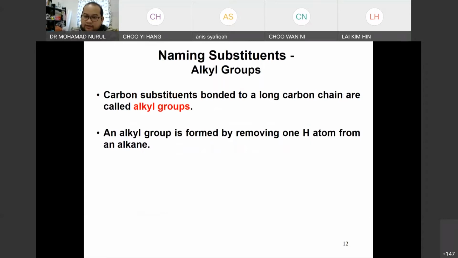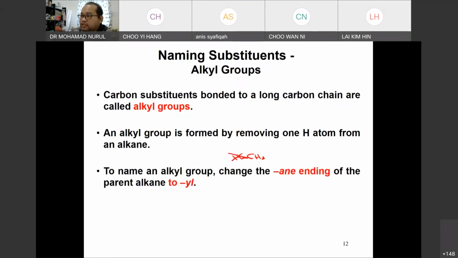So for naming substituents, the alkyl groups are formed by removing 1 H. For example, methyl: we have CH3 and you have H. This is methane, so we will call it methyl because we have to remove one H to make sure this carbon bond can be attached to the main skeleton. So to name the alkyl group, change the ane ending of the parent alkane to yl.